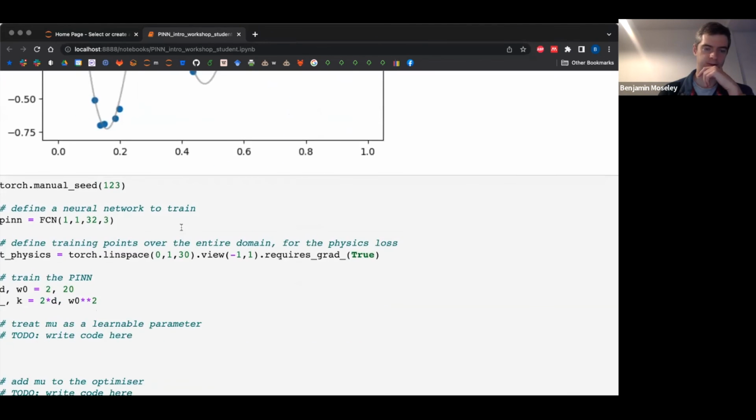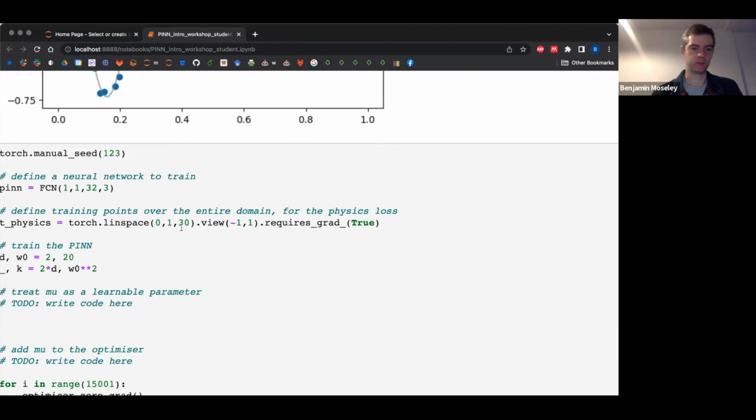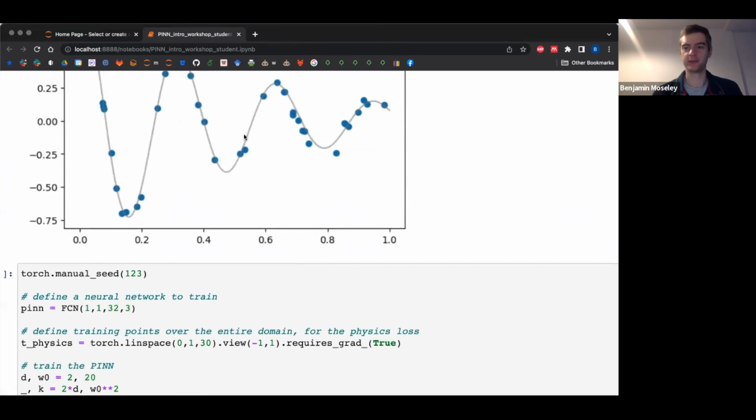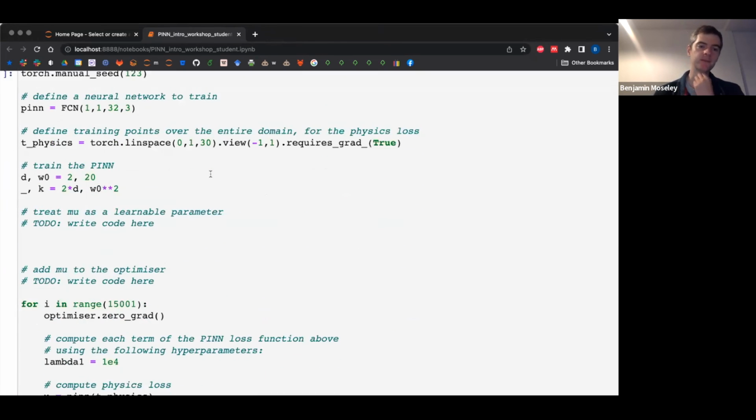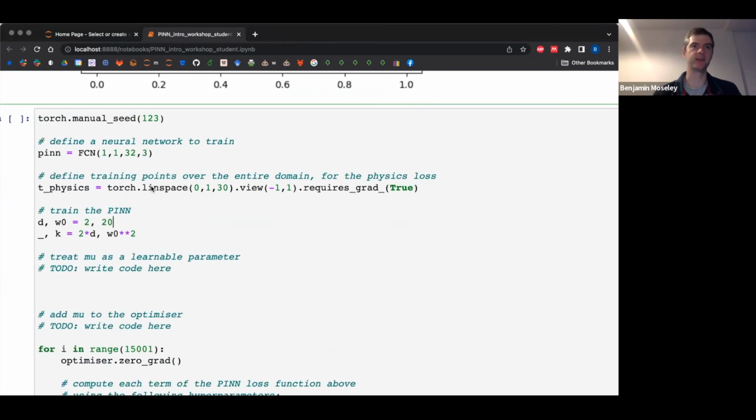Right, so we're going to train the PINN to fit these points and also learn mu simultaneously. We've got another training loop set up here, and it's going to look very similar to the one before. There are just a few key changes that we've got to make.